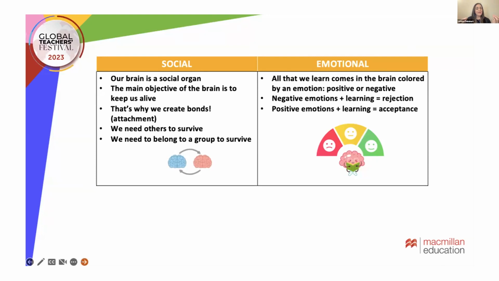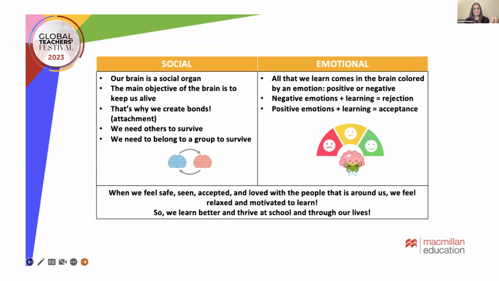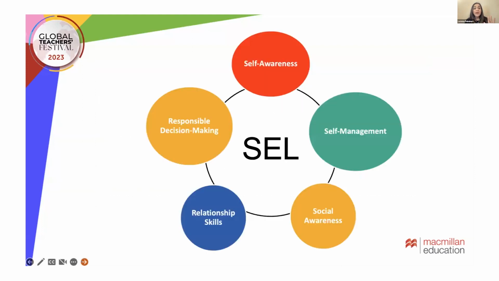So what happens if we integrate the social and the emotional learning? We feel safe, we feel seen, we feel accepted, loved, okay, with the people around us, and we feel relaxed and motivated to learn, okay? So as a result, we learn better and thrive at school and through our lives. That is the magic thing about social and emotional learning, dear teachers, all right? And so how can we develop this type of learning? Through 5 different competencies, okay? So the first one is self-awareness, self-management, social awareness, relationship skills, and responsible decision-making, okay?